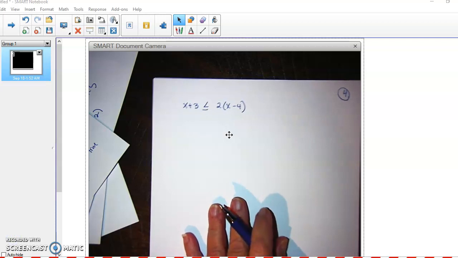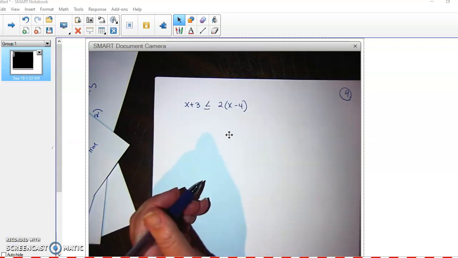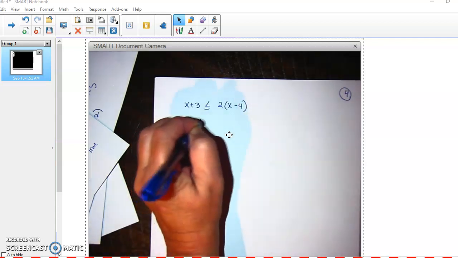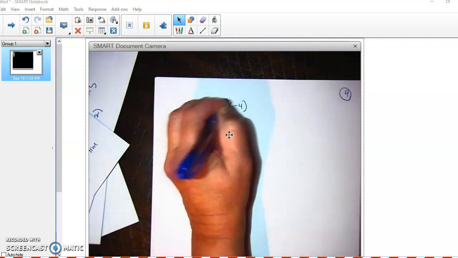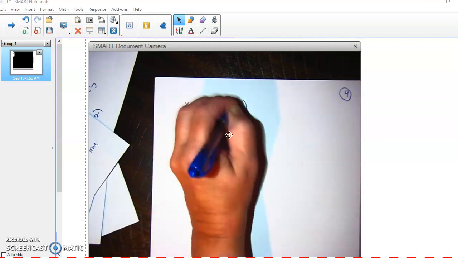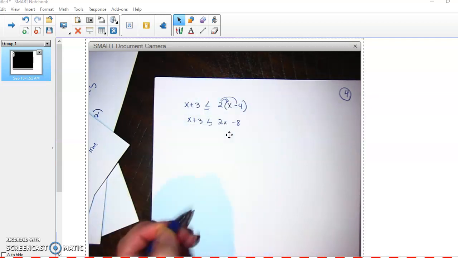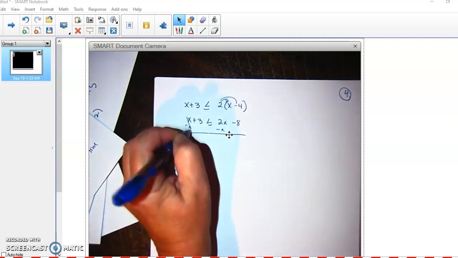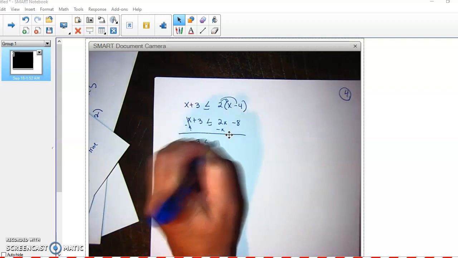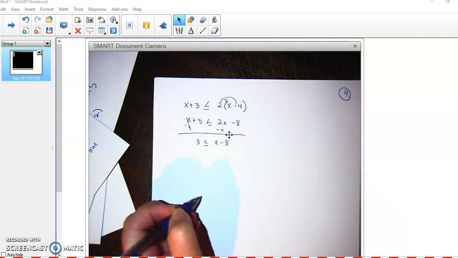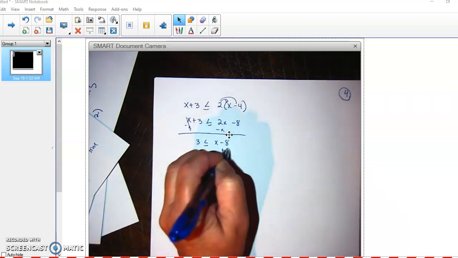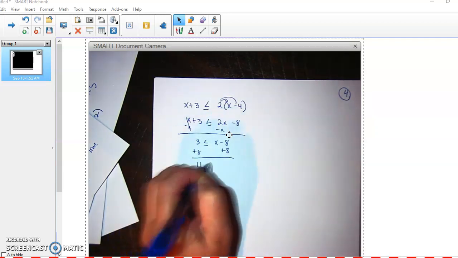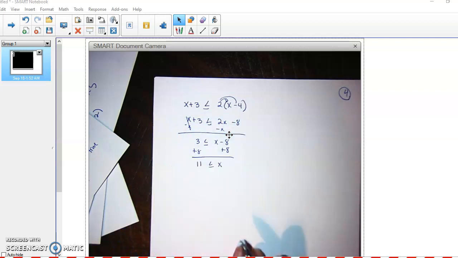Okay, now we're getting into the multi-step. And we know how to do multi-step equations, so we can do these too. So we're going to do x plus 3 is less than or equal to, distribute. Now I'm going to move my variable over. And then I'm going to add 8. And I get 11 is less than or equal to x. We are going to leave it like that.